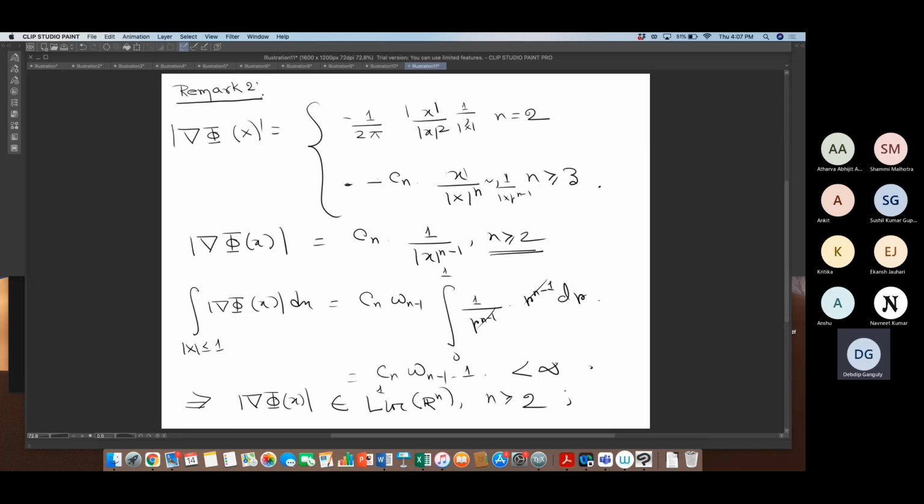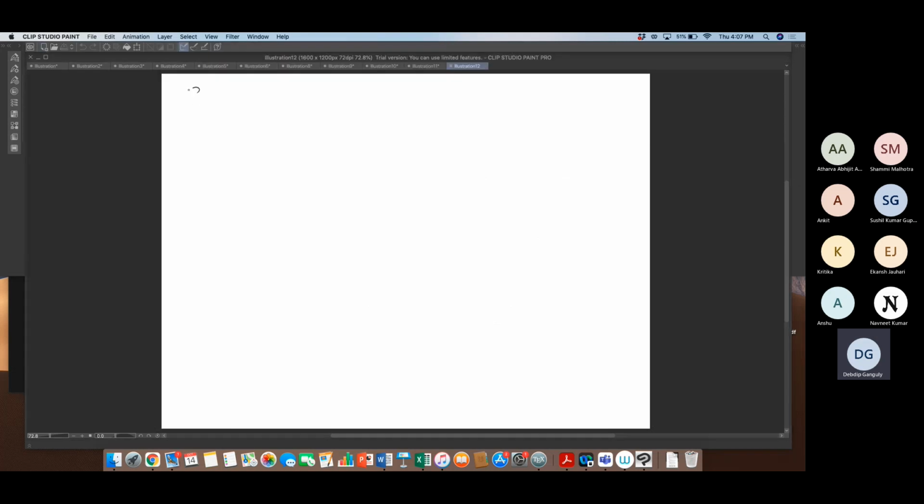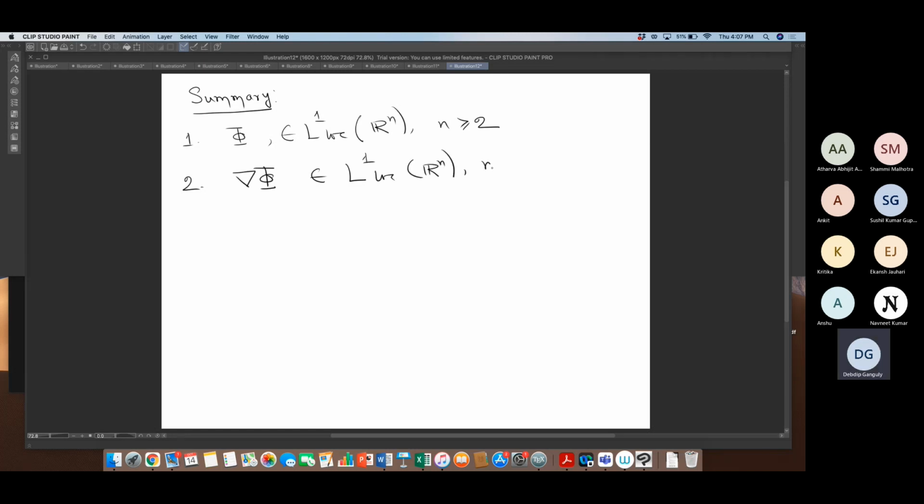Clear? So, in summary, what the remark says is that first of all, this phi is L1 loc of Rn for n greater than or equal to 2. And also I have proved that the gradient of phi is also L1 loc of Rn for n greater than or equal to 2.